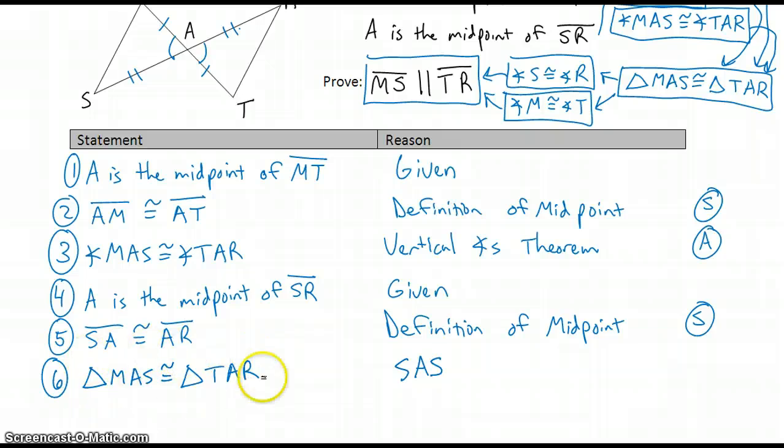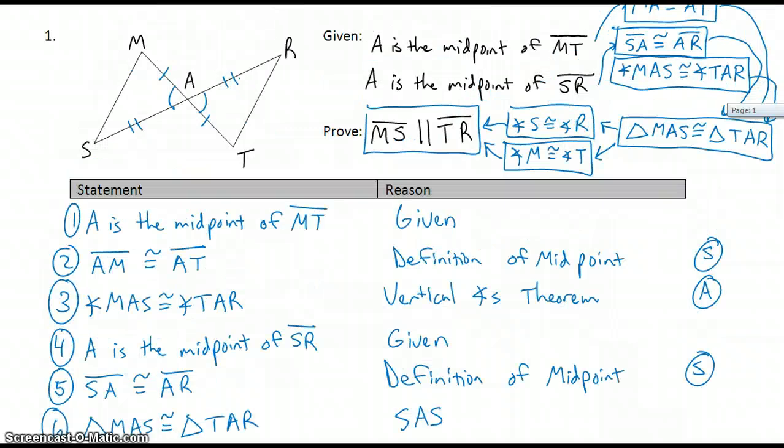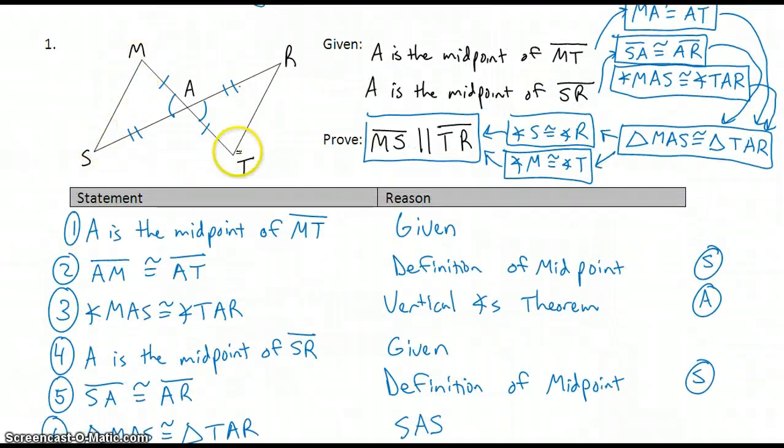Now it's only after my triangles have been proved congruent that I can use CPCTC. After my triangles have been proved congruent, which I've done in these 6 steps, all the remaining parts are congruent to each other. So if I look at my triangles, MS will be congruent to TR, and angle M will be congruent to angle T, and angle S will be congruent to angle R.